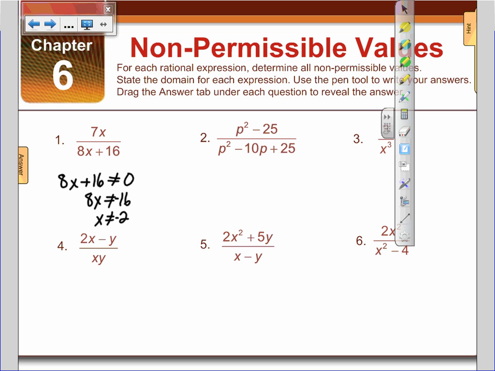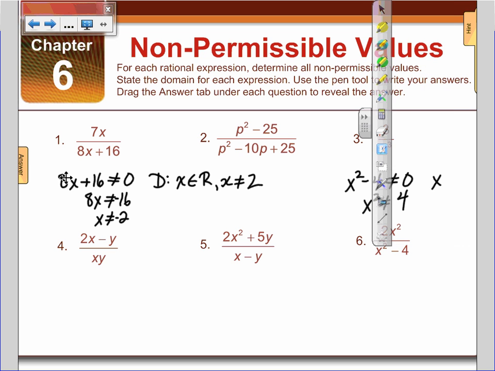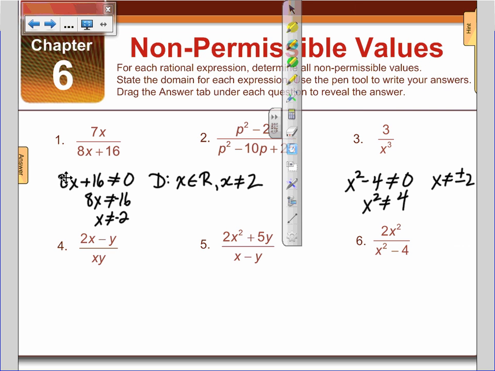So if we were to write that as a domain, the way that I would write it is that the domain is that x belongs to all real numbers except x cannot equal 2. So that would be an example of a restriction on the variable. Similarly, let's look at number 6 here, which is x squared minus 4. So x squared minus 4 cannot be 0. And if we solve here and we square root both sides, we'll say that x cannot equal plus or minus 2. And again, for the domain, we'd say that x belongs to all real numbers, but it can't equal plus or minus 2.